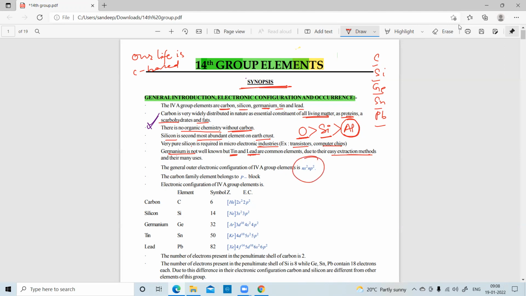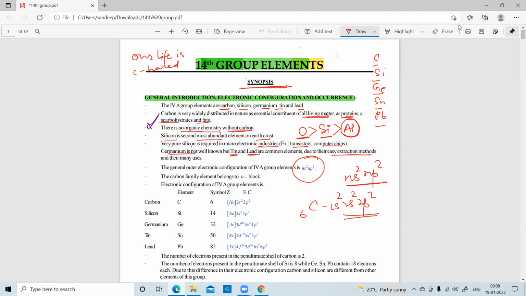The general configuration of group 14 elements is ns2 np2. So carbon is 6, so it is 1s2, 2s2, 2p2. This is the general configuration of carbon.